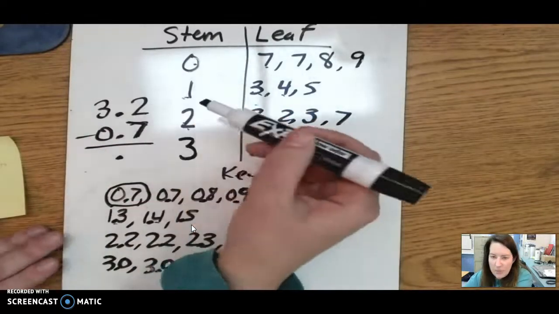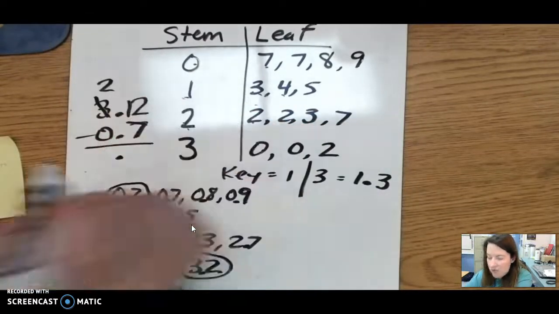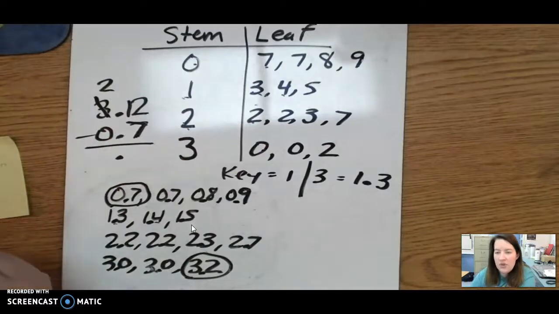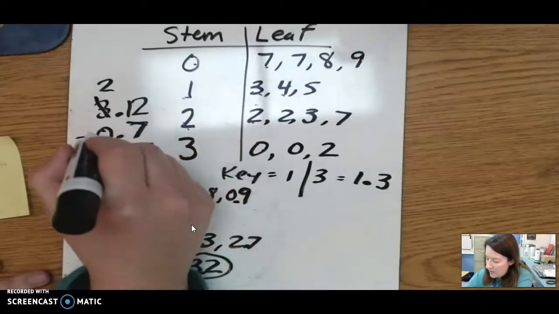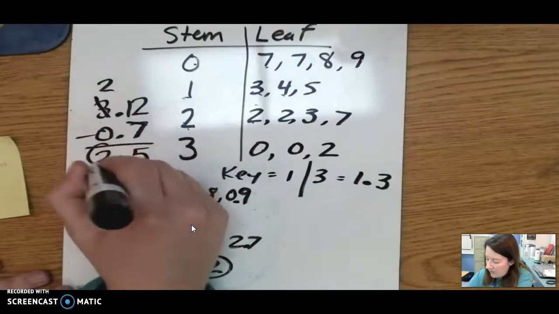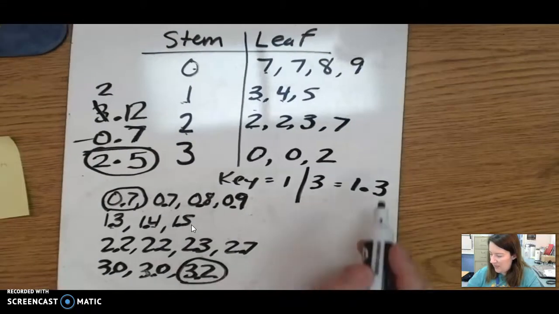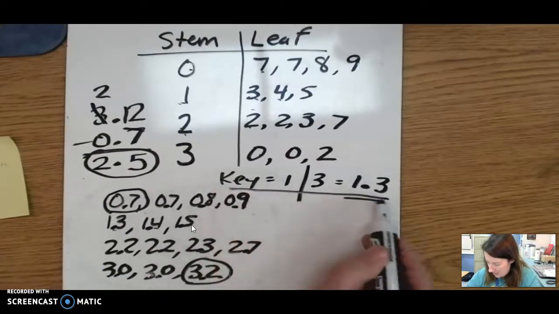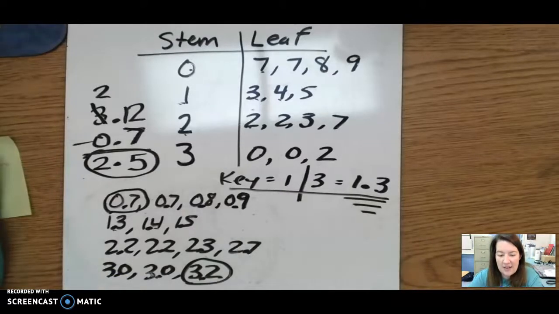Now I can't do 2 minus 7, I have to regroup. But I can do 12 minus 7. So 12, 11, 10, 9, 8, 7, 6, 5, right? 12 minus 7 is 5. 2 minus 0 is 2. So the difference for that one would be 2 and 5 tenths. Okay, that's stem and leaf. Sometimes you have to look at the key to make sure, are we talking about decimals or are we talking about whole numbers? All right, let's look at the next topic.